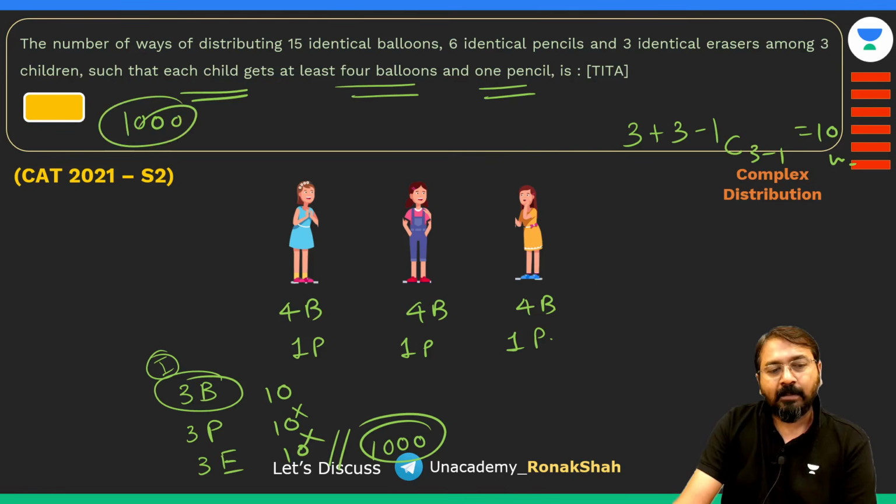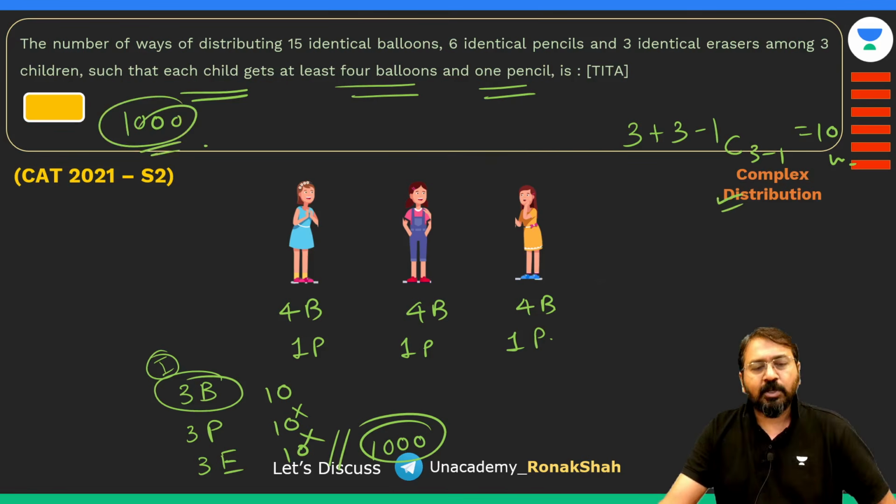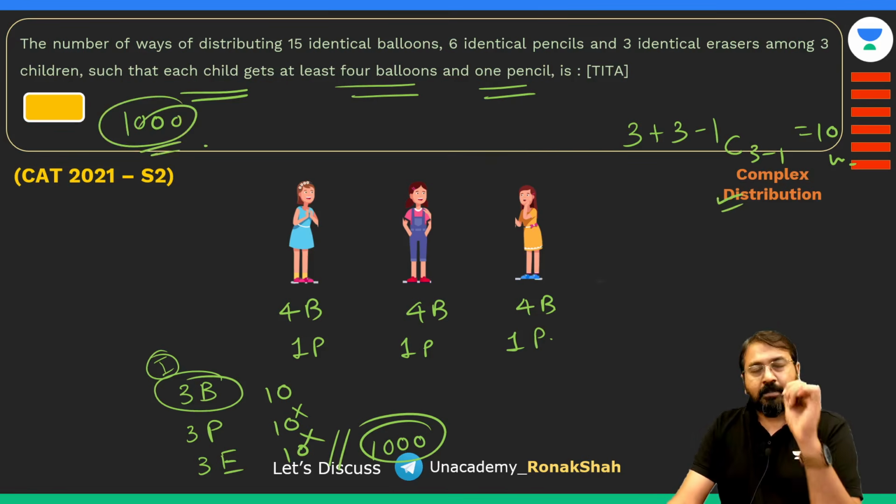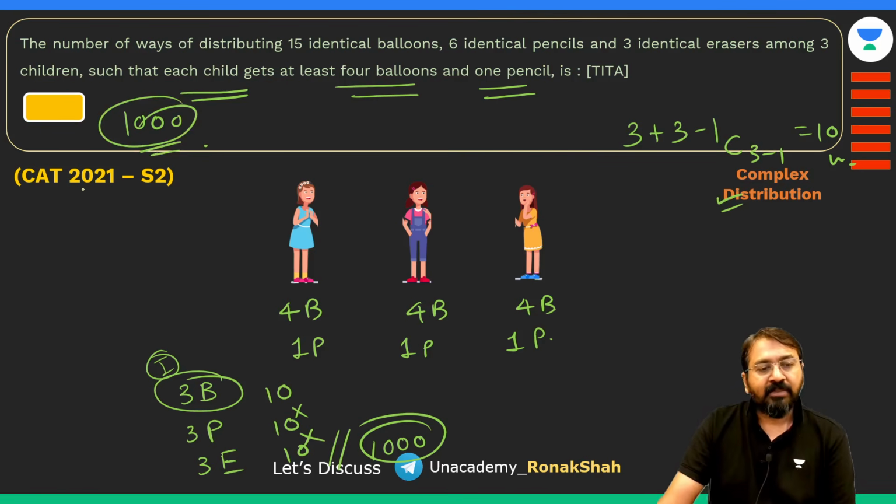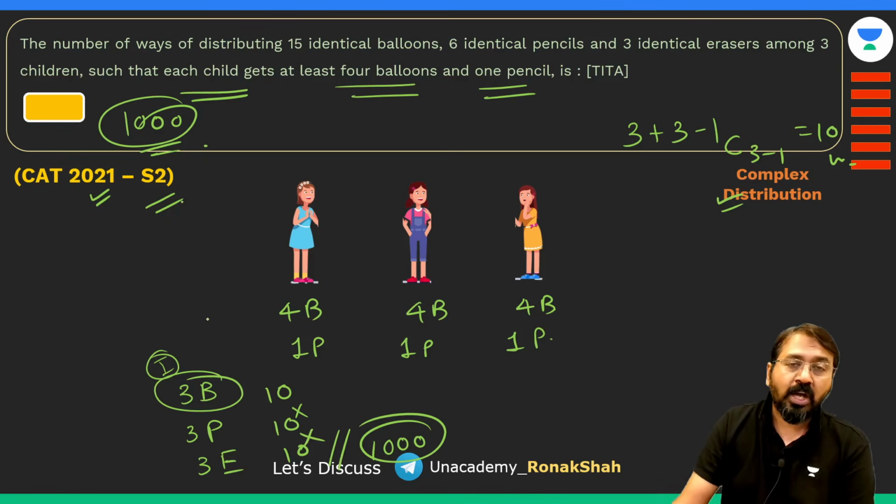So even though I have written complex distribution here, it's because there are 3 different situations, but the concept was actually simple. This was a CAT 2021 slot 2 question.